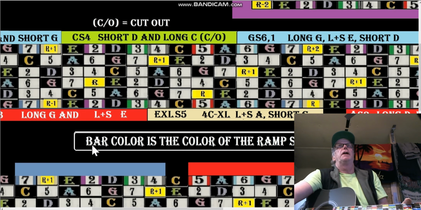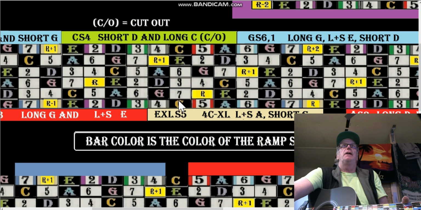Okay, so we've got our short D there, and we've got a long C with a cutout. Okay, how do we do that? Here's our C, 3, 4, 5, 6, 7, root 2, 3, 4. Now we go into the long 5, 6, 7, but if we didn't have the cutout, we'd have to go root 2, 3 up. We're in the next cage. So we're going to just take the cutout.